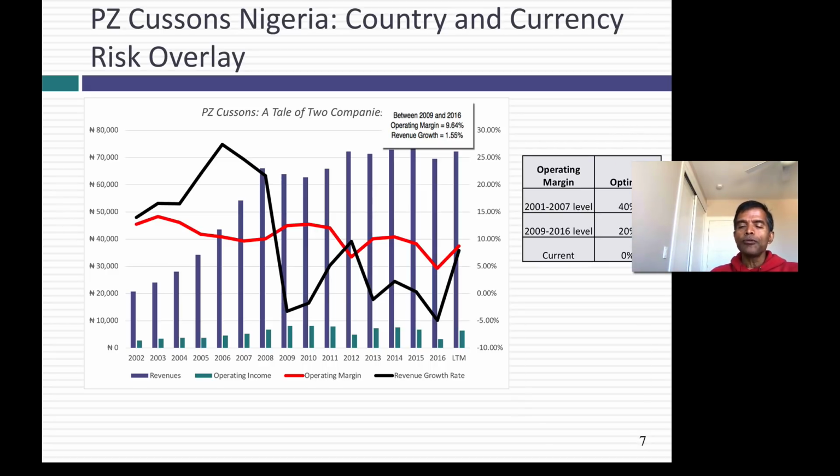If they can improve their margins, if you say, look, the bad times are now behind us, Nigeria is going to be on a pathway to recovery, you will be much more optimistic about how much Cussons Nigeria can borrow. If they can revert back to the margins they had between 2009 and 2016, which are not great, but better than they are today, their optimal debt ratio goes to 20%. If they can go back to the way things used to be before 2009, and I'm not sure whether this is even feasible, their optimal debt ratio climbs to 40%.